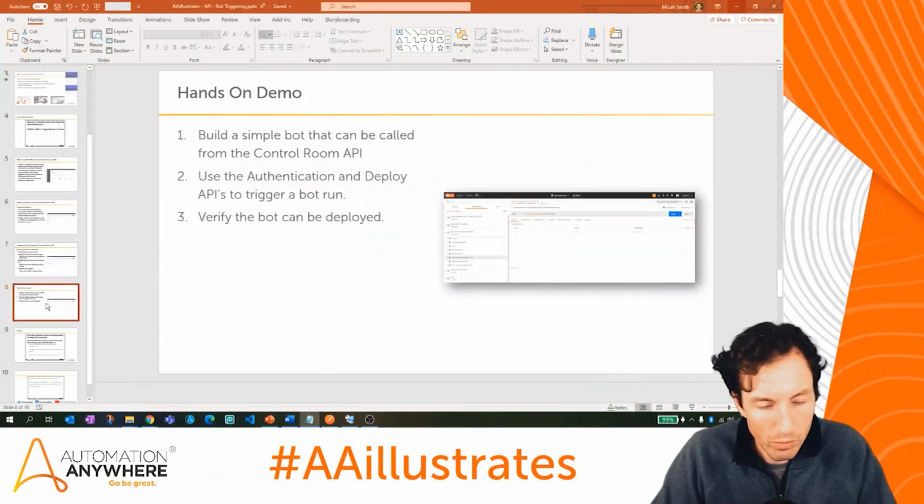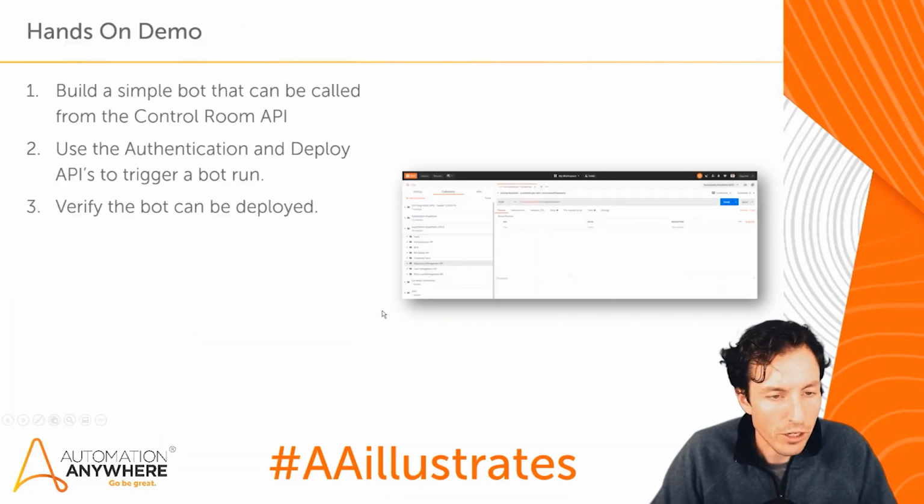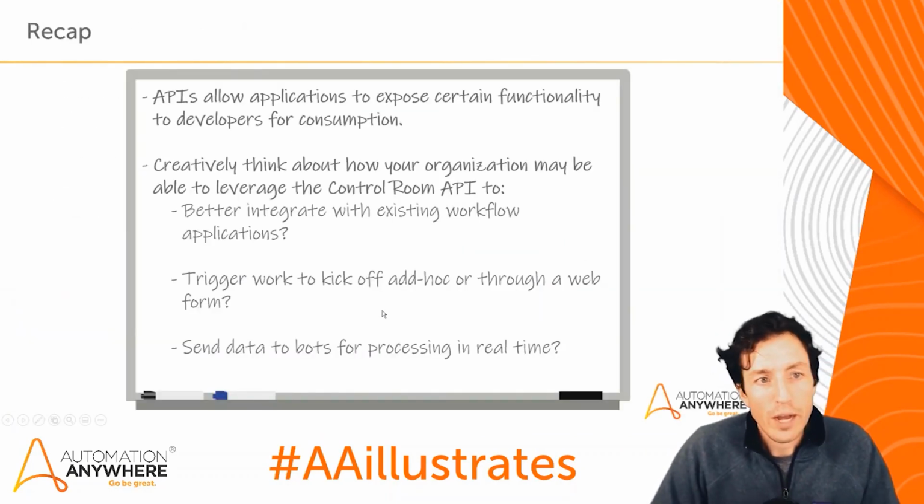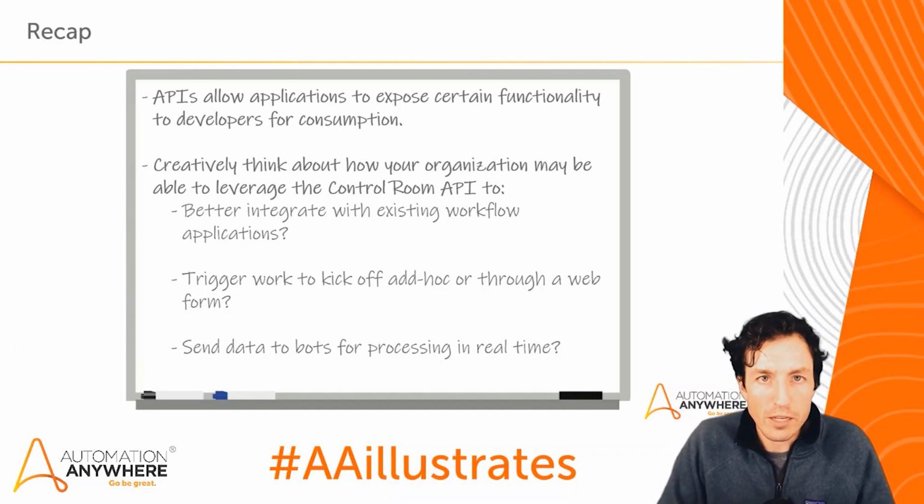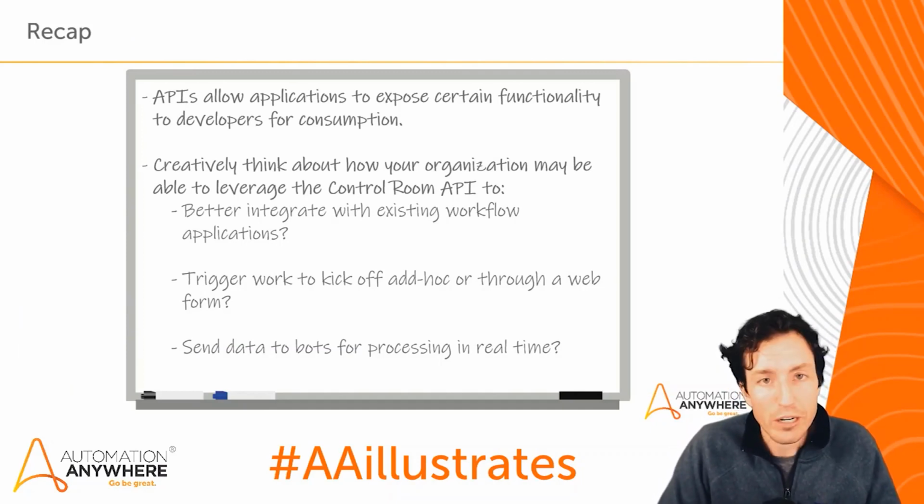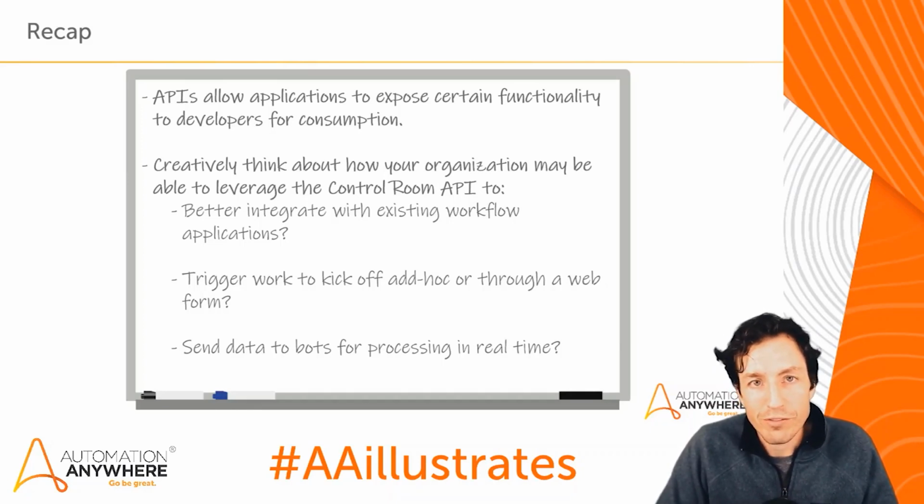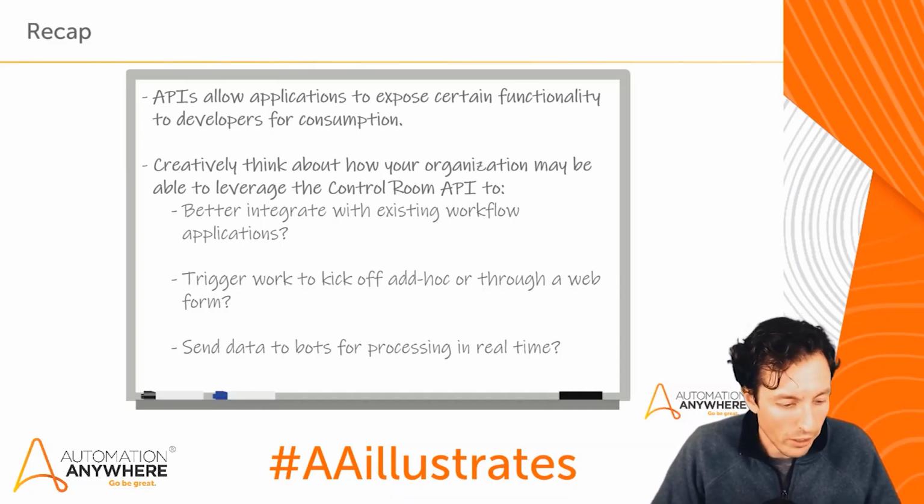Let's hop back to this PowerPoint real quick and we'll finish up. So as a recap, the APIs allow applications to expose certain functionality to developers for consumption. In this case, it's a lot of the same functionality that we already have in the control room: being able to trigger a bot, being able to figure out the ID of a user, or the ID of a bot itself. So that's really what's being exposed here.